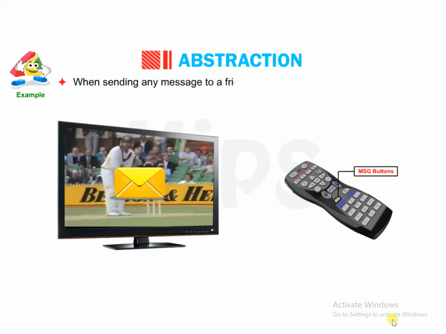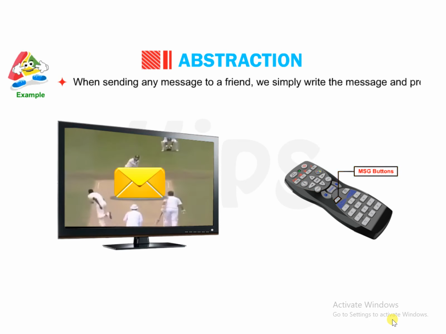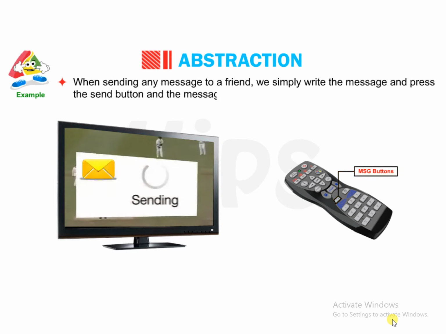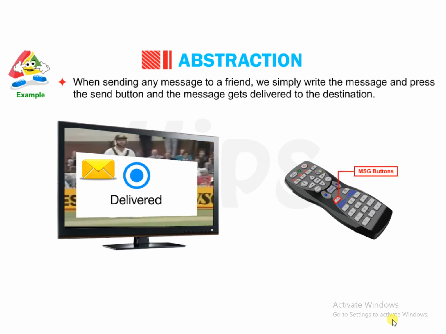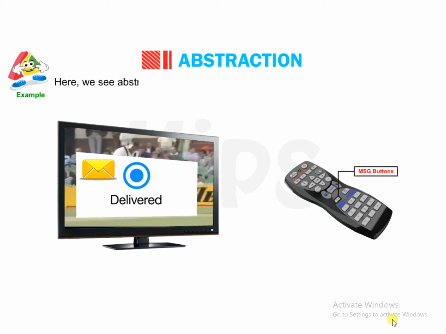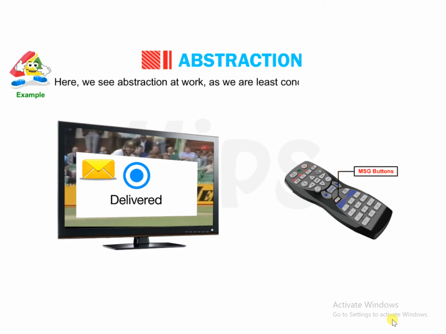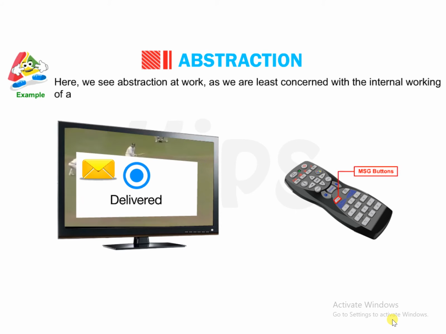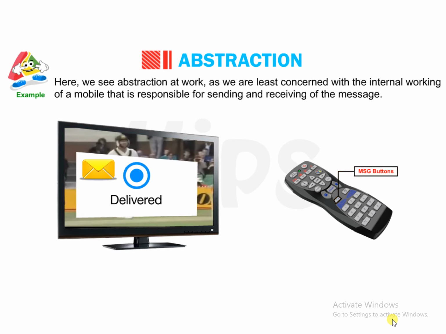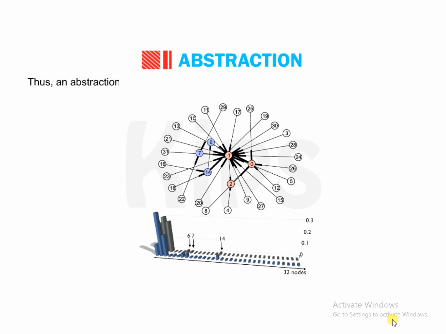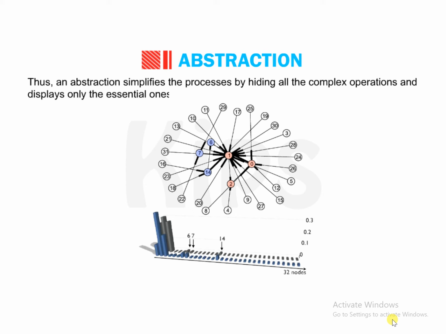When sending any message to a friend, we simply write the message and press the send button and the message gets delivered to the destination. Here we see abstraction at work, as we are not concerned with the internal working of a mobile that is responsible for sending and receiving of the message. Thus, abstraction simplifies the processes by hiding all the complex operations and displays only the essential ones.